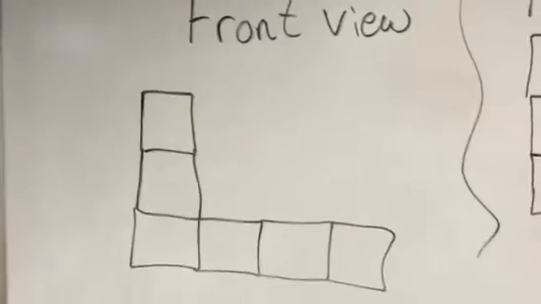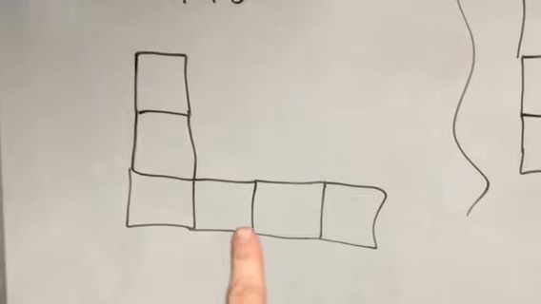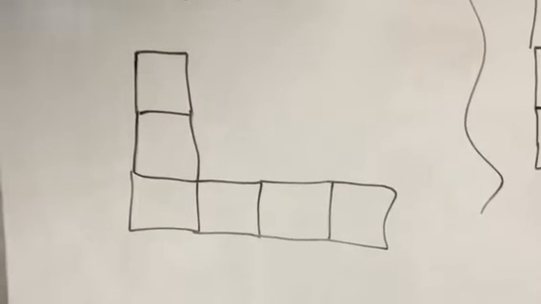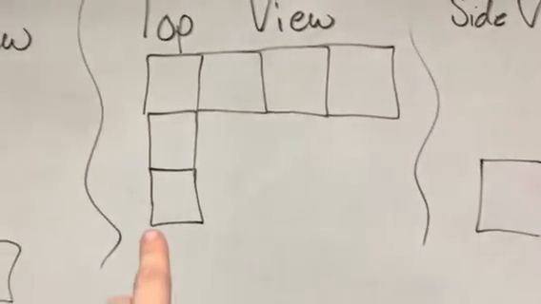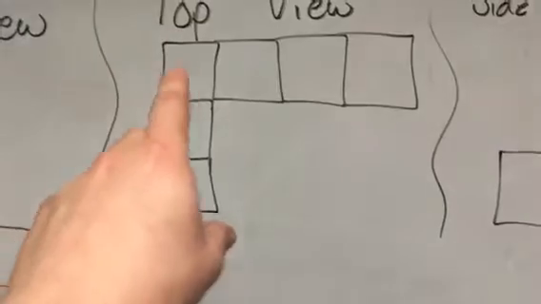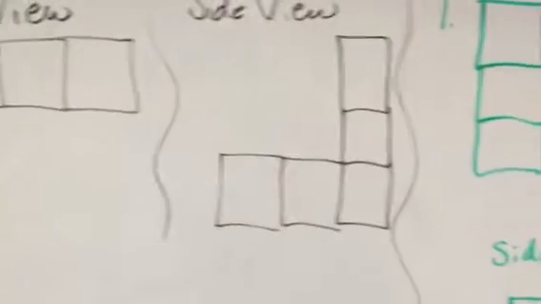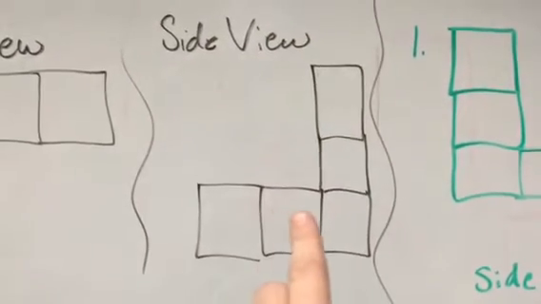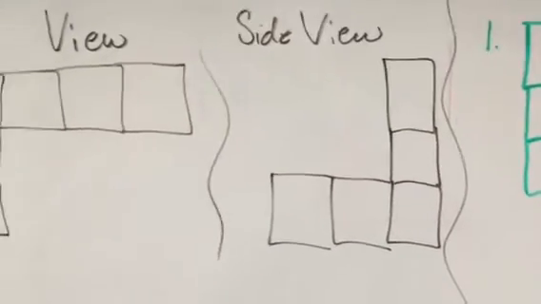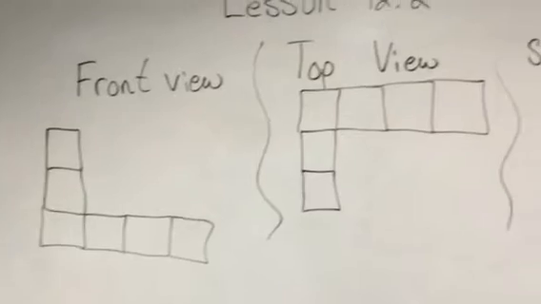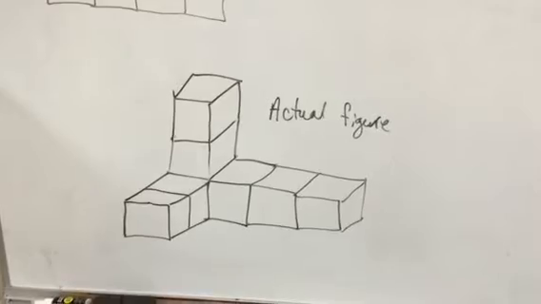So right here, the front view, I have 1, 2, 3 blocks vertical and 1, 2, 3, 4 blocks horizontal. So you can see what that would look like. My top view has 1, 2, 3 vertical and 1, 2, 3, 4 horizontal. And my side view has 1, 2, 3 horizontal and 1, 2, 3 vertical. What you might not have realized, since they're all different looking pictures, is that they're all showing you the same thing. Here's what the figure actually looked like.